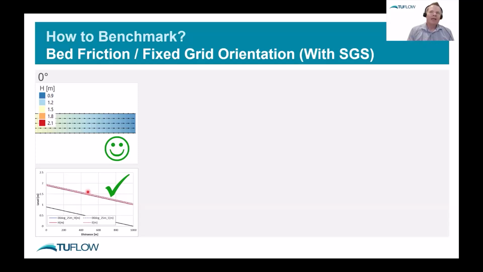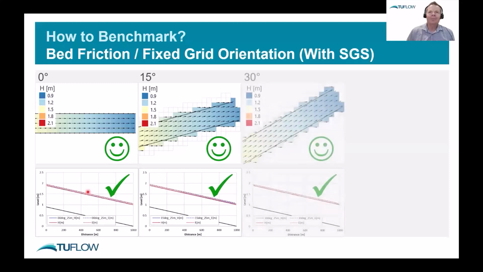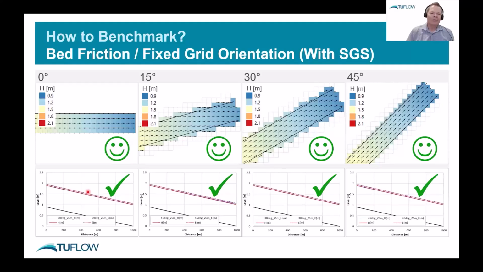So with SGS turned on in HPC, now again, this is the 0-degree case, so we got that one right. Then we found the 15-degree case actually came out nicely. The velocity vectors were nice and straight, and they aligned with the numerical calculation. Likewise for 30 degrees, and likewise for 45 degrees. So that's what your solver should be able to reproduce.